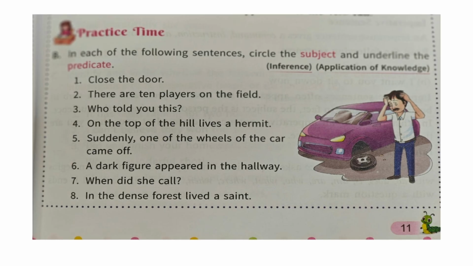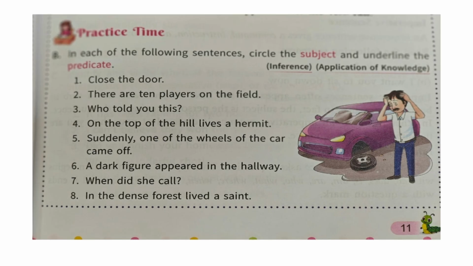Understand the difference. क्योंकि आप किसी को कमांड दे रहे हो, close the door, come in the room, stop laughing. अब इसमें कहीं पे भी सब्जेक्ट नहीं है, but ये जो पर्सन है वो आपसे बात कर रहा है. So you, he is telling you to close the door, he is telling you to shut up, he is telling you to stop laughing. So you are the subject and the predicate is close the door. The next example is there are 10 players on the field.